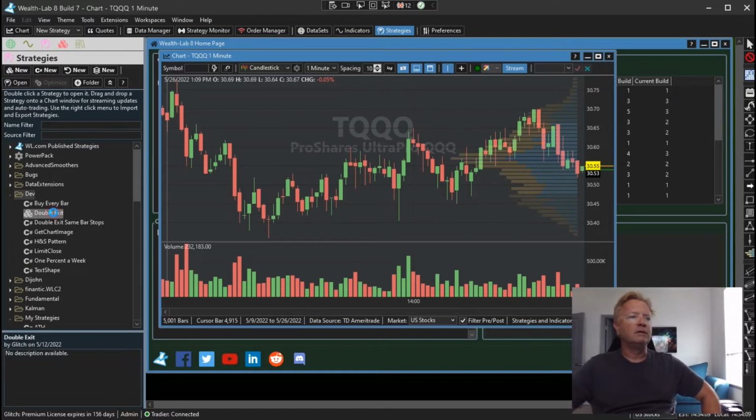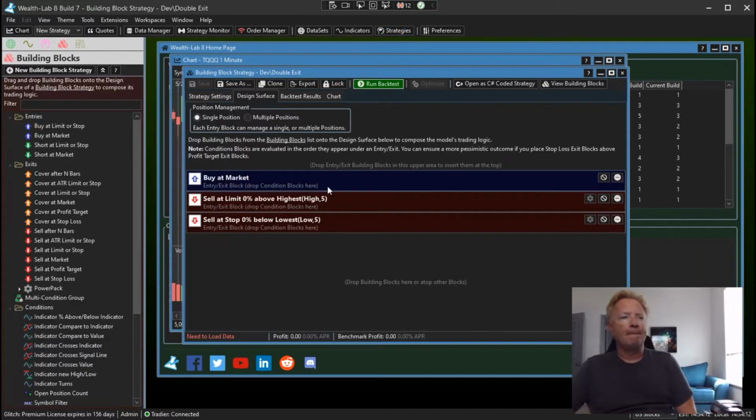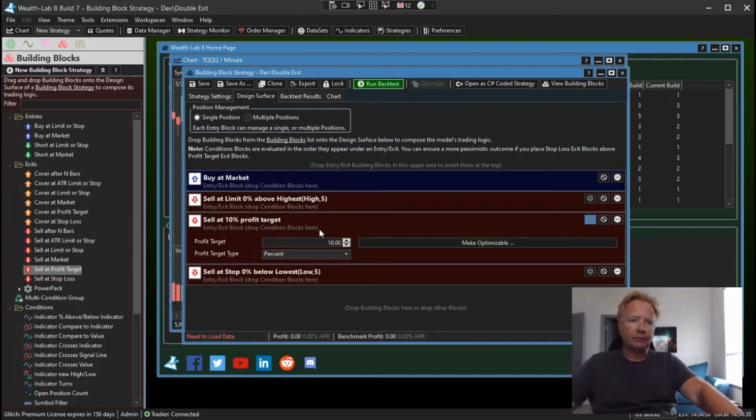Let me open up this double exit one, and we're actually going to make it into a triple exit. So this is a test strategy that we're using to exercise the auto trading capabilities. It just buys at market, then it sells at a stop and a limit. So the limit is based on the highest 5-bar high. We're going to throw in another limit order, sell at profit target.